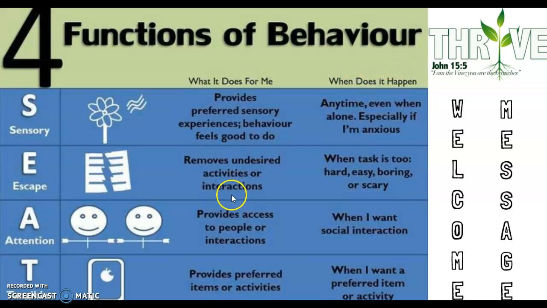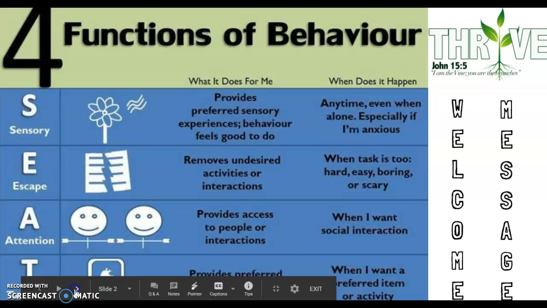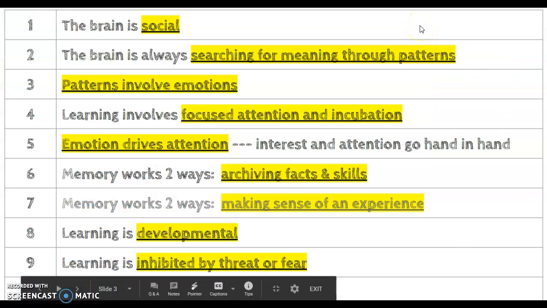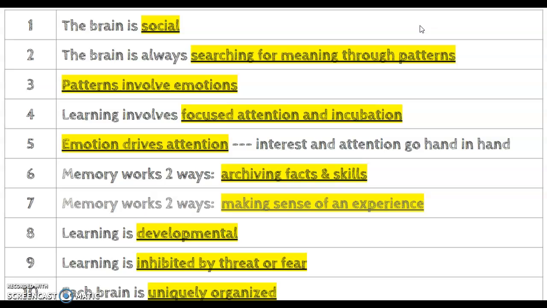And we talked about this at the beginning of the year, and I just wanted to go back and review some of those things and look at some of our brain rules that we know we have to keep in mind when working with students. Number 1, that the brain is social. The brain is always searching for meaning through patterns.